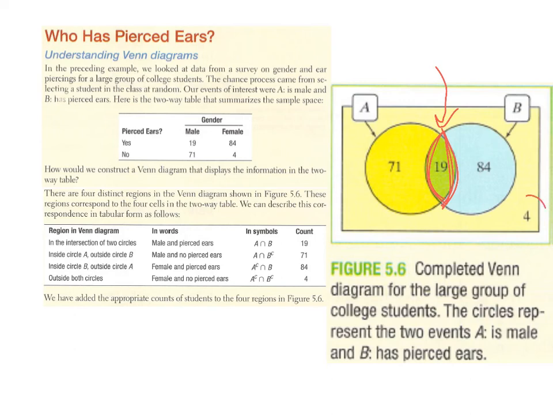You'll notice I've got a 4 out here outside of both circles. Those are those females, so they're not event A, and they're not pierced ears, they're not event B. So they are outside of the circles completely.